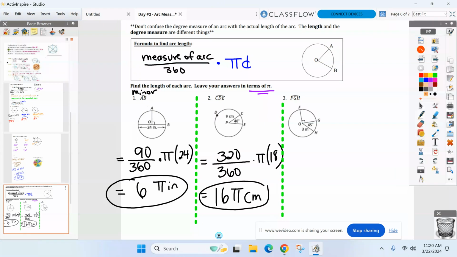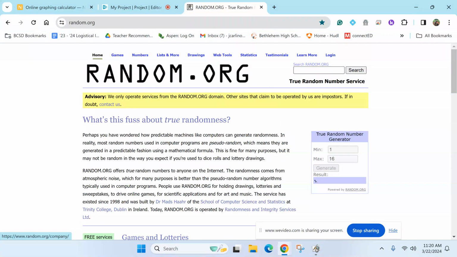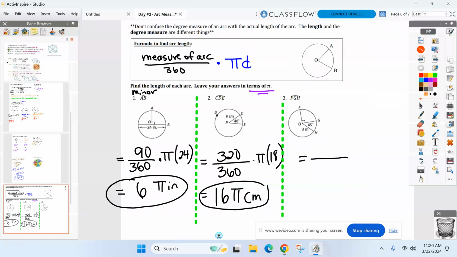F, G, H. Please follow the letters. F to G to H. What is the length of the arc? All right, what's the measure first? Let's start off. What's the measure of FGH? Will, hello? Good, 135 degrees. Add in that 90 and 40. Put it over 360. Again, be careful. Don't use the radius. Double that sucker before you plug it in. I'll accept the fraction or decimal. It doesn't matter in terms of pi.